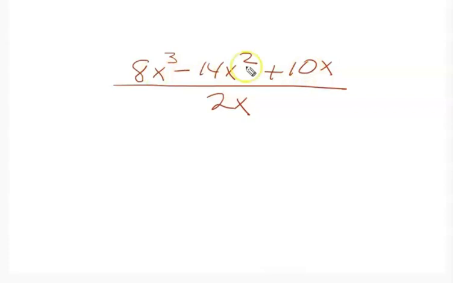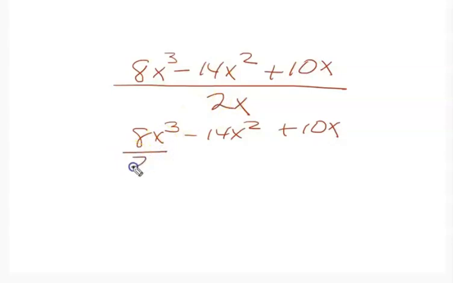Now, the protocol for doing something like this, you have a trinomial divided by a monomial, is to write it this way: 8x to the third minus 14x squared plus 10x. Now you're going to put each of the terms of the numerator over your common denominator. And students sometimes forget this protocol, but this is the way to do it.